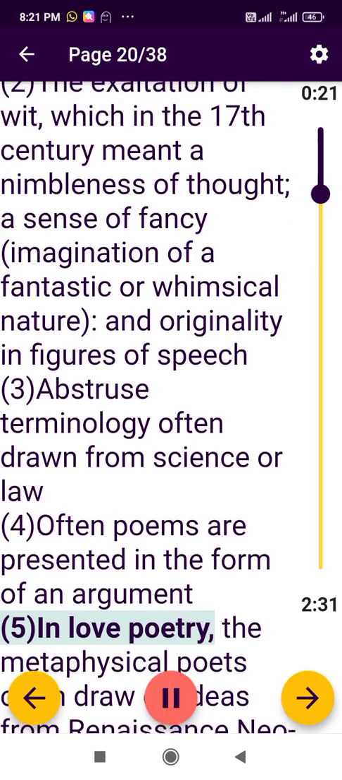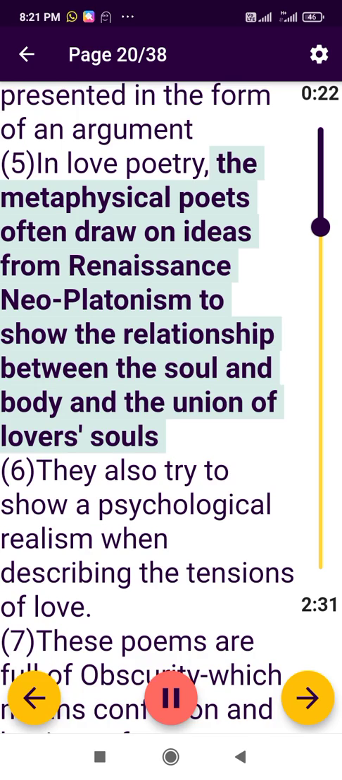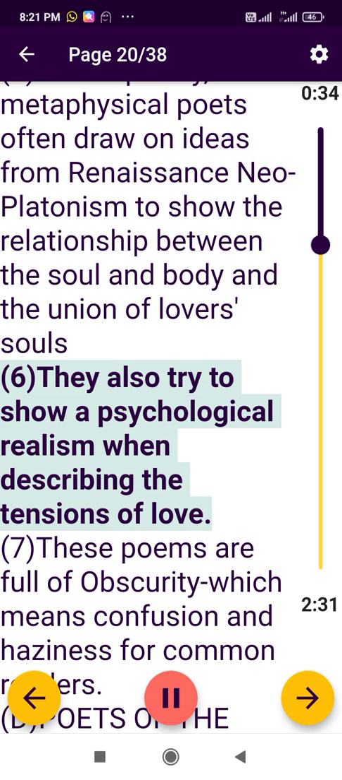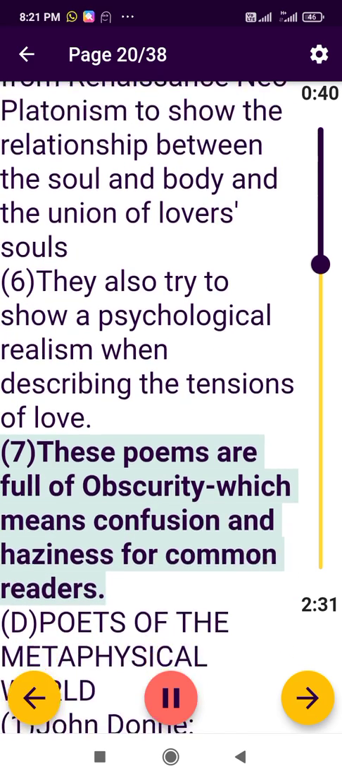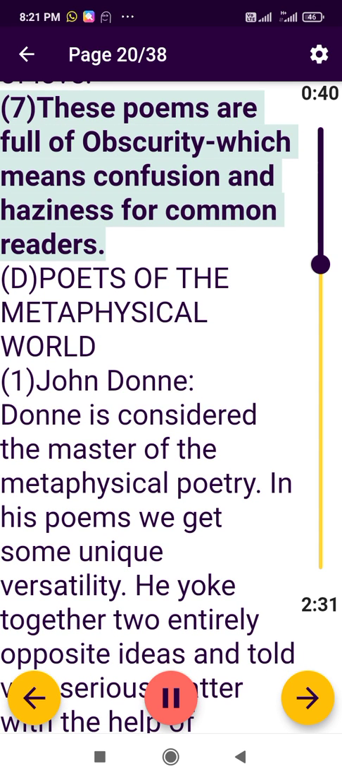5. In love poetry, the metaphysical poets often draw on ideas from Renaissance Neoplatonism to show the relationship between the soul and body and the union of lovers' souls. 6. They also try to show a psychological realism when describing the tensions of love. 7. These poems are full of obscurity, which means confusion and haziness for common readers.